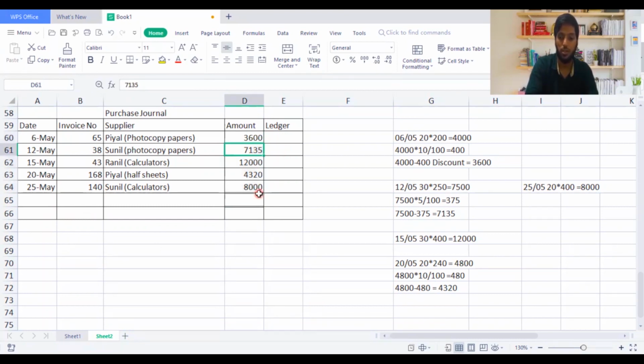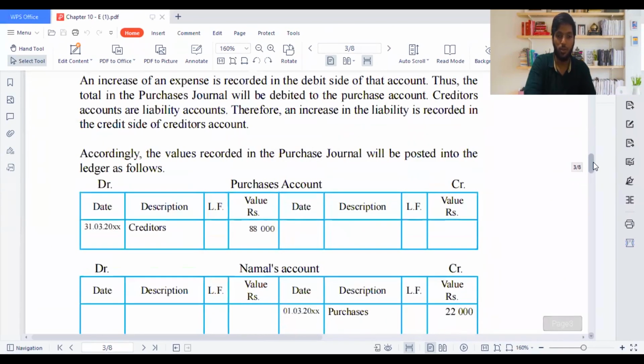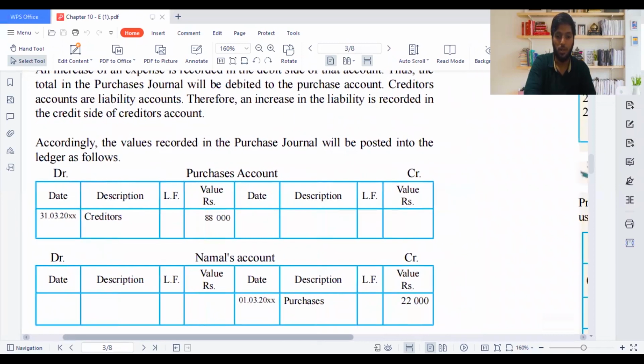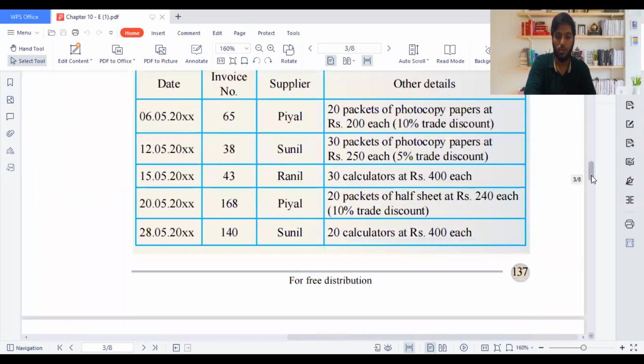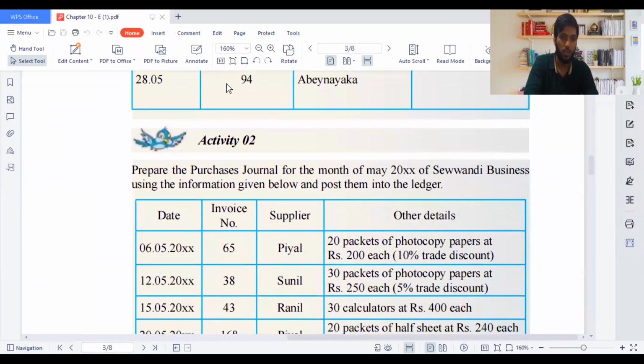So I'm going to record 35,055 here. Now what I need to do is post these values into the ledger account. As you all know how to post this into the ledger account. How do you post this, guys? It's that easy. So let's see what they have asked us to do in the sum. They're not asking anything else. They have asked us to post them in the ledger.